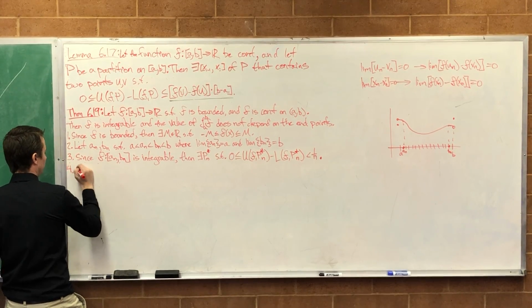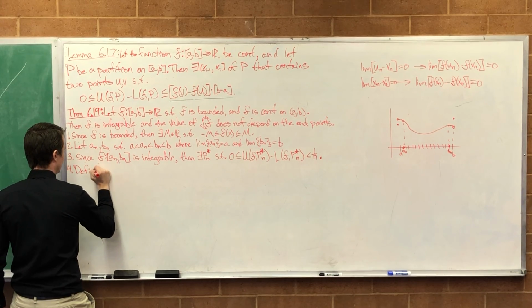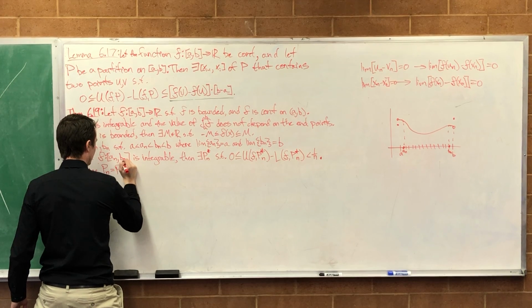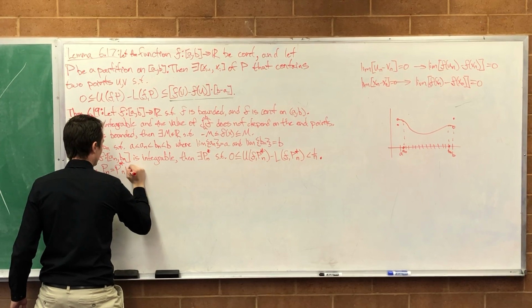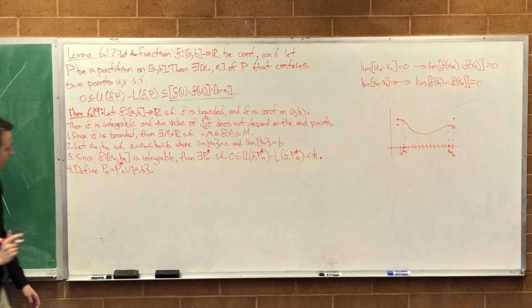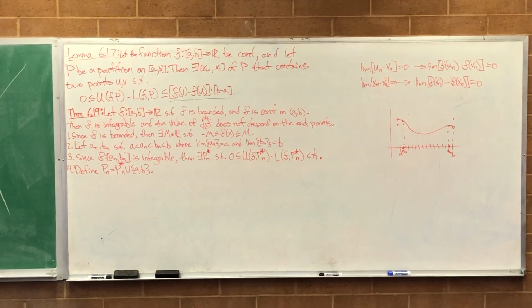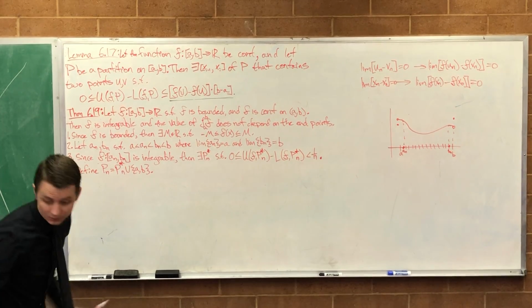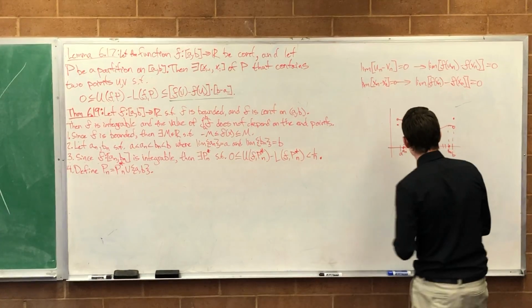Step 4, define P_n equal to P star n union with the points a, b. Okay, so now I think we're ready to start comparing actual values of sums. Maybe he's got a picture there, that's a good idea.